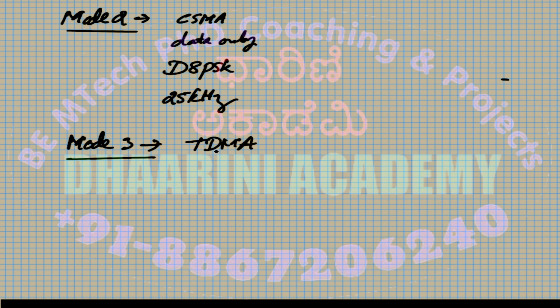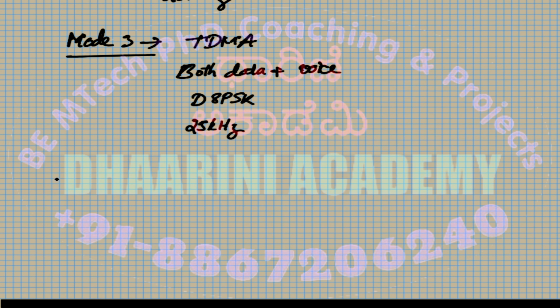All right, so this is time division multiple access, right? So you can use both data plus voice. Again, you use differential 8 PSK, with a channel bandwidth of 825 kilohertz. So then we go for the mode 4, right?